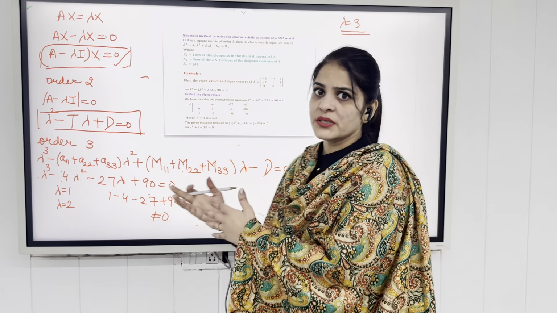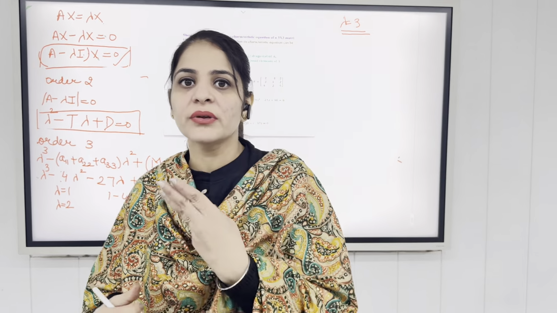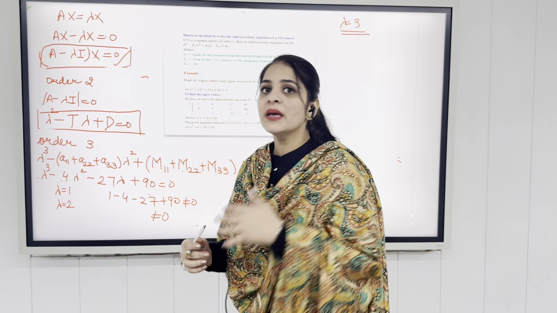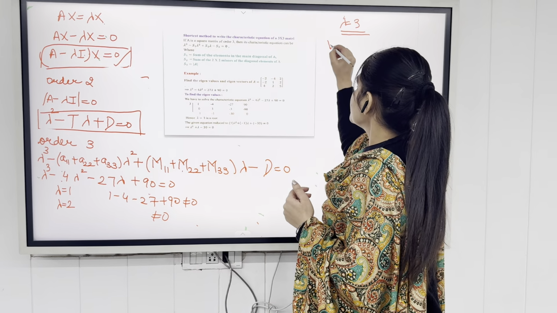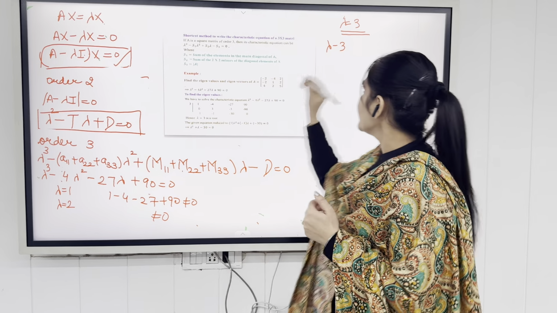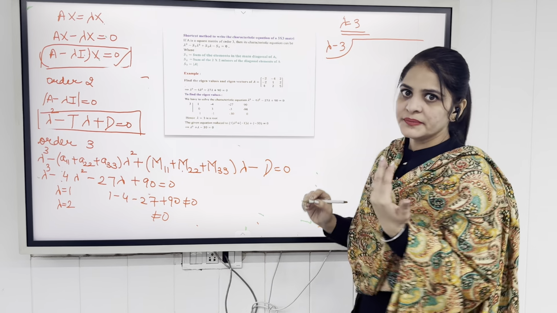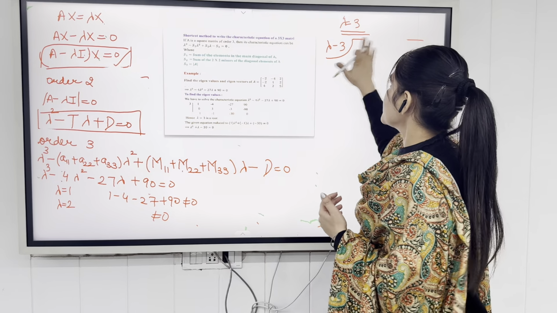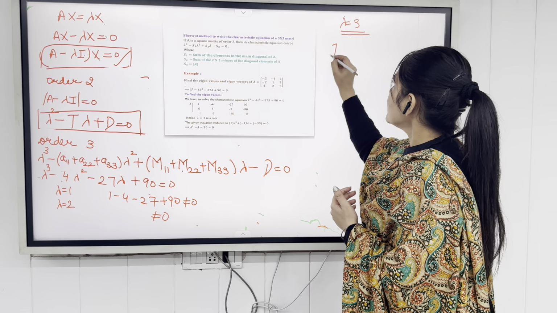But this is a cubic equation. We have to find the 3 values. The rest of the values you can calculate by long division, which we have read in the lower classes, because 3 is the root of this equation. You can do the division here. Fine. But here I am going to explain another method, that is called the Horner's method.